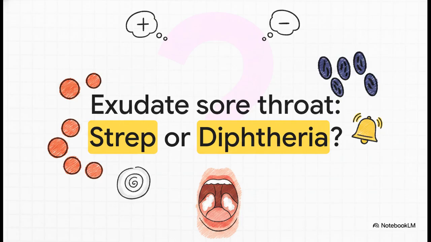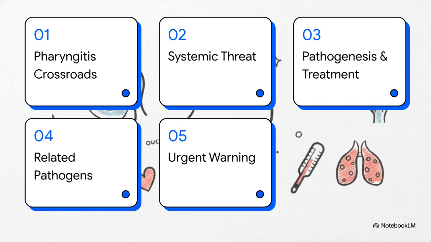How you interpret the subtle clues in front of you over the next few minutes is going to completely dictate this patient's outcome. So, here's our roadmap for today. First, we'll look at the pharyngitis crossroads. Second, we'll directly compare diphtheria and strep pharyngitis. Third, we'll break down their pathogenesis and treatment. Fourth, we're going to look at some dangerous related diphtheroid pathogens. And finally, we'll wrap up with an urgent antitoxin warning.